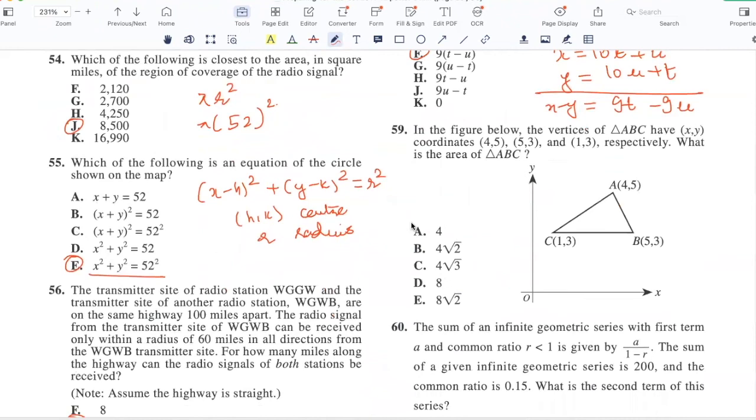In the figure below, the vertices of triangle ABC have xy coordinates given as (4, 5), (5, 3), and (1, 3). What is the area of triangle ABC? Okay, so the base here is going to be 4 and the height, I'm going from, this has a y coordinate of 3 and this has a y coordinate of 5. So the height would be 2, right? So then the area would be half times base times height. So that's 4.